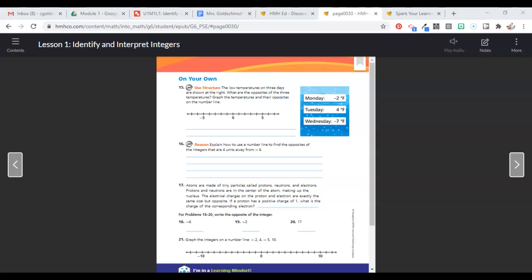So the opposite of two, negative two is two. The opposite of four is negative four. And the opposite of negative seven is seven. Now we have to graph them.